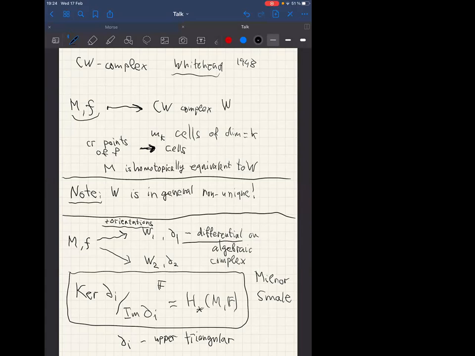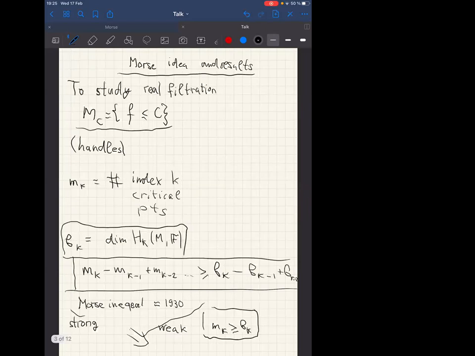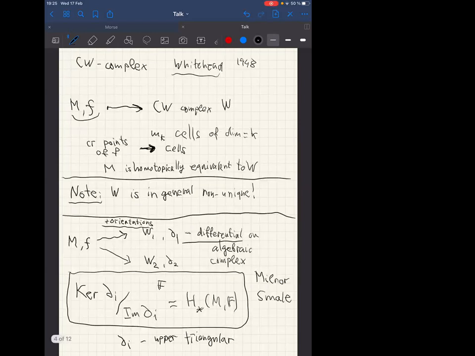And on the level of homologies, we get a cell complex which is homotopy equivalent to the manifold M, and its homologies are exactly the homologies of M. And we get the weak Morse inequality.